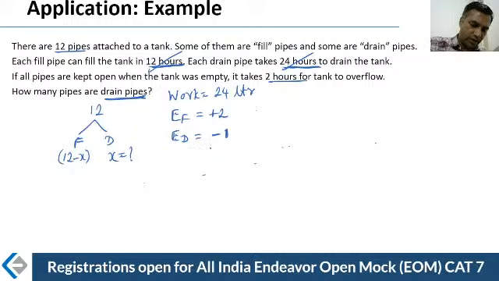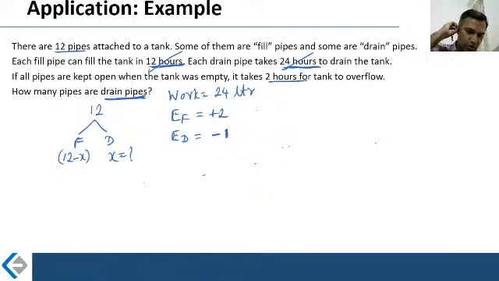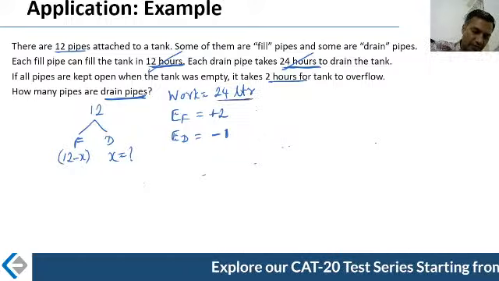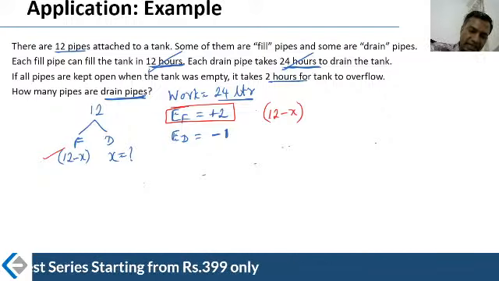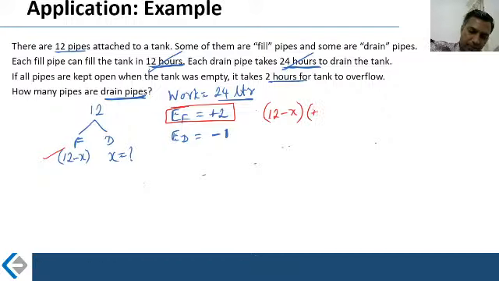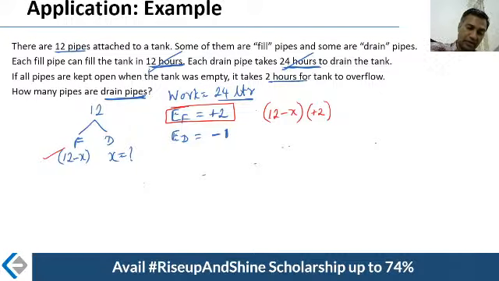Good. All right, now let's go here. So what will be the total work that will be done in 2 hours? 24 liters will get filled. Write the equation, friends. The efficiency of each fill pipe is 2 liters per hour. But how many fill pipes do I have? 12 minus x. Therefore, 12 minus x times plus 2 liters per hour.